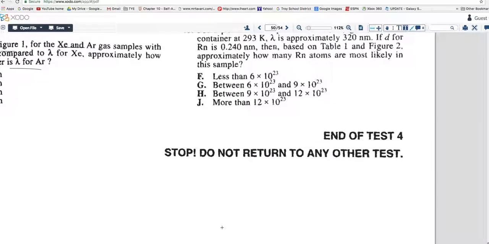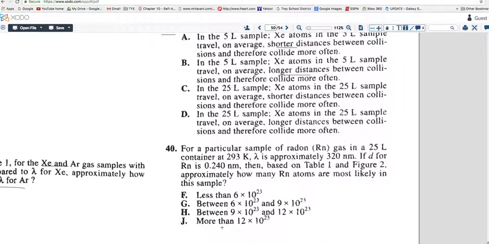Alright, 40. Who wants to do it? Venkat, 40. I can get through it, but I'll try. Alright, try it.